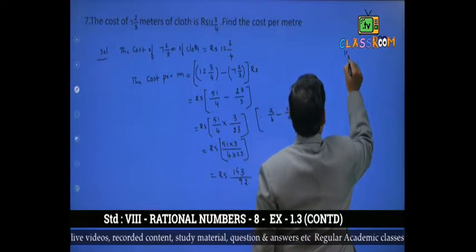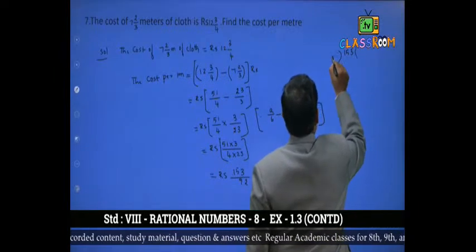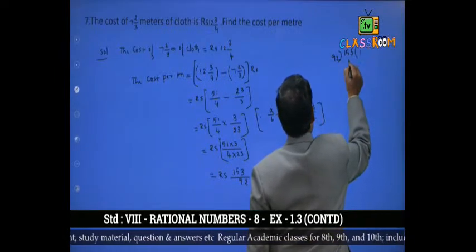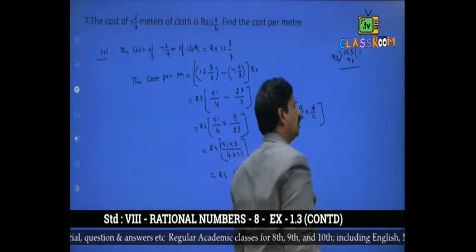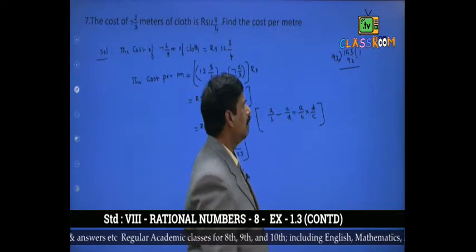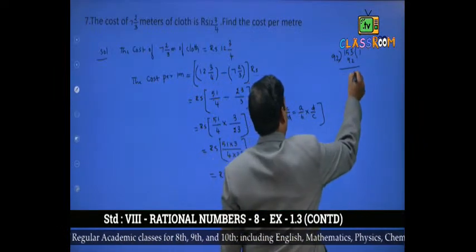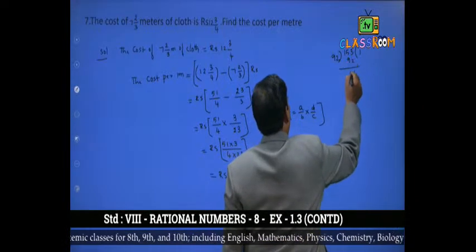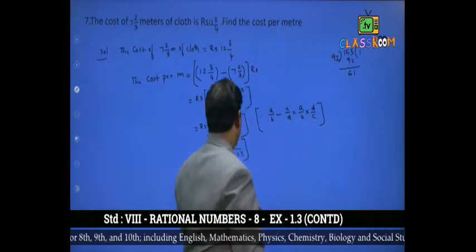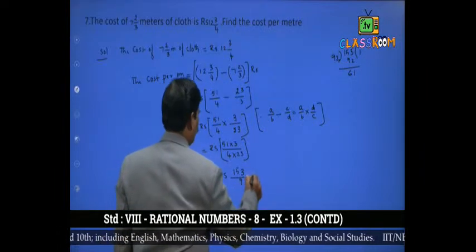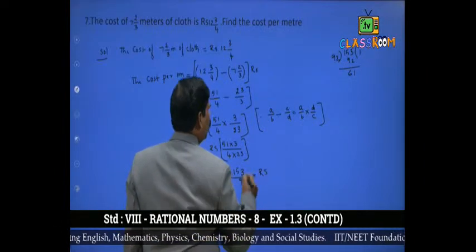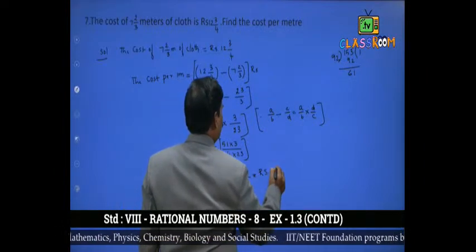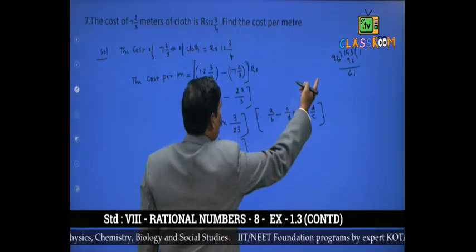153 divisible by 92. Obviously one time because 92 twos is exceeding 150. Subtracting now. 3 minus 2, 1. 15 minus 9 is 6. So this is equal to rupees. How many times?